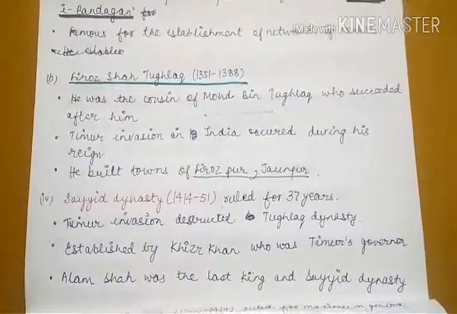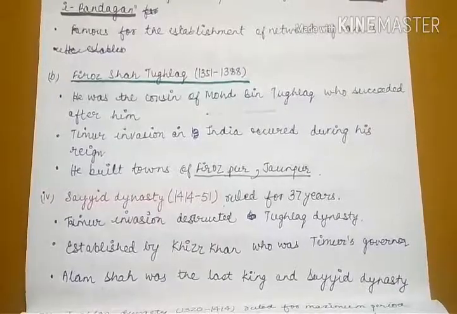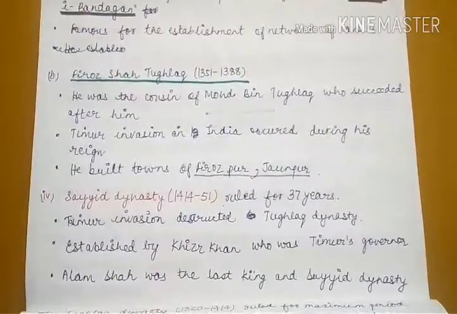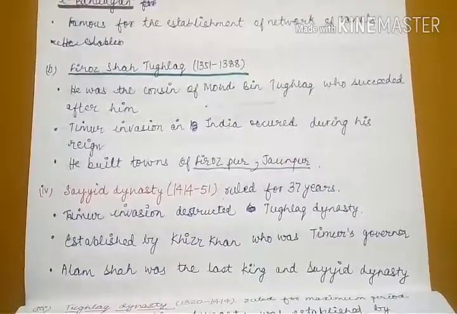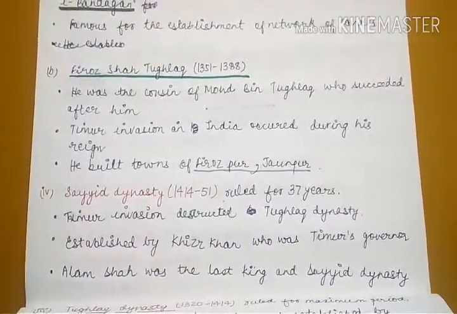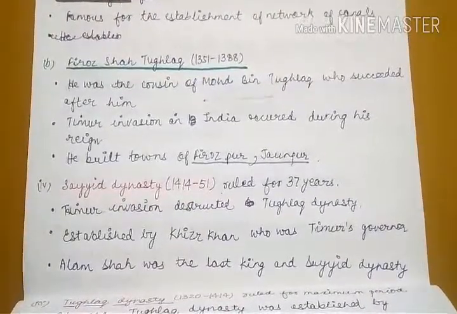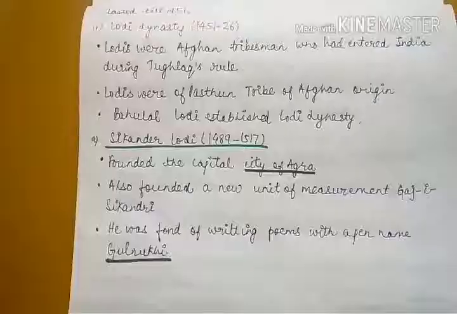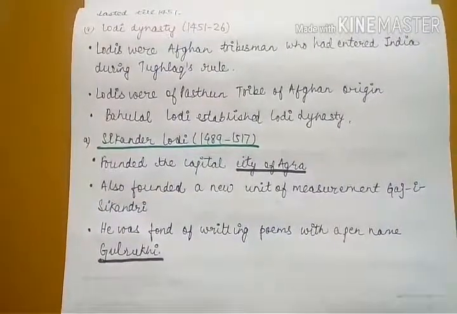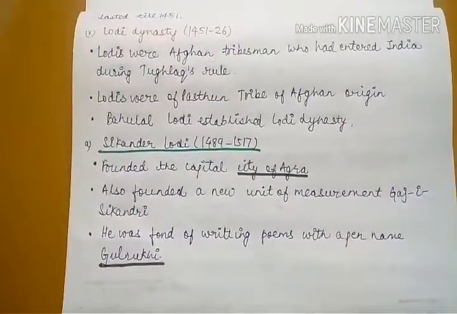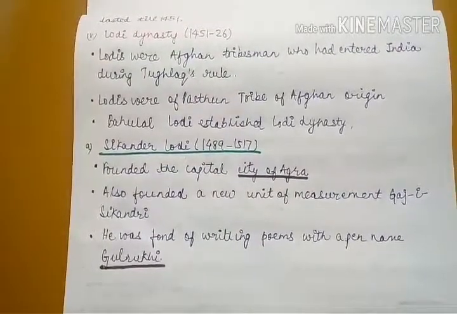The Sayyid dynasty ruled merely for a period of 37 years. It was established by Khizr Khan, who was the governor of Timur. Alam Shah was the last king, and the Sayyid dynasty vanished after that. And the Lodi dynasty came into the picture. The Lodis were Afghan tribesmen who entered India during Tughlaq rule. They were of the Pashtun tribe of Afghan origin. Bahlul Lodi established the Lodi dynasty.